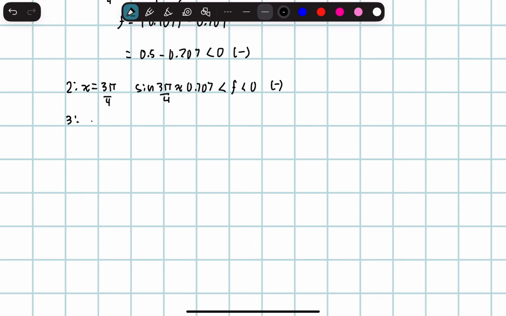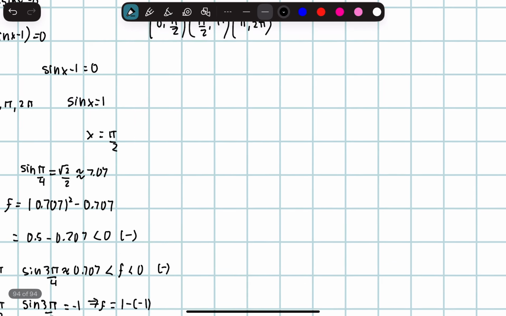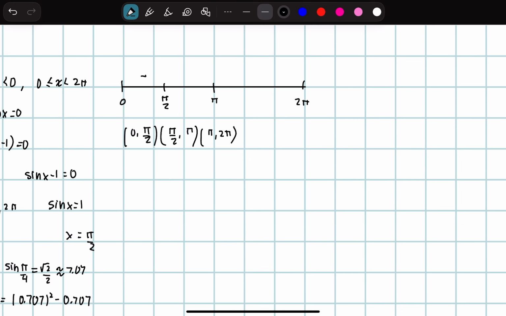Now on our third interval, let's pick x is equal to 3 pi over 2. Now picking 3 pi over 2, sine of 3 pi over 2 is equal to -1. So therefore f is going to be equal to 1 minus -1, which is equal to 2, and that's going to be greater than 0, and that's going to give us positive. So now on our map, we can label negative, negative, and positive.